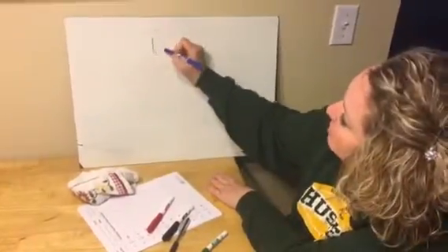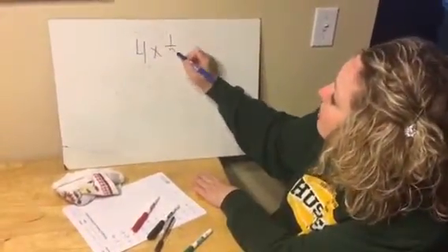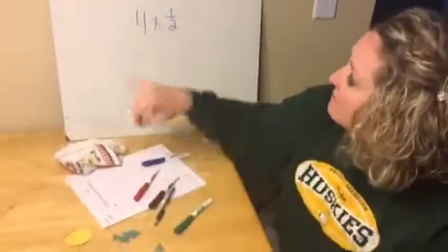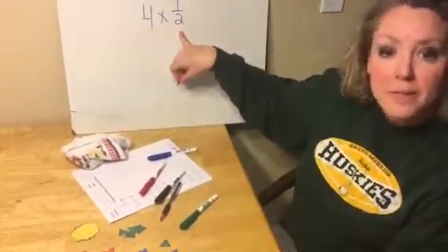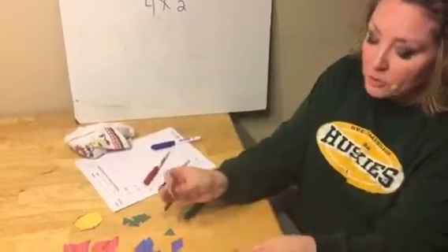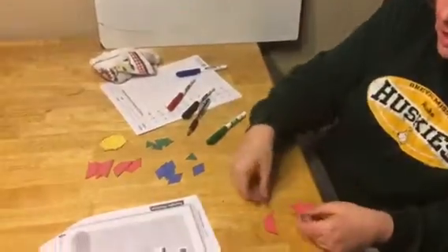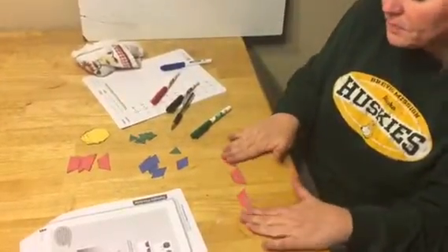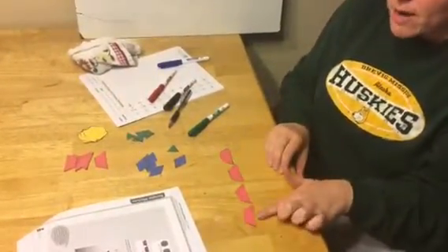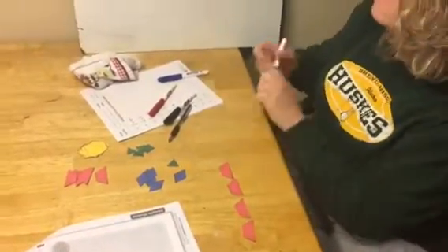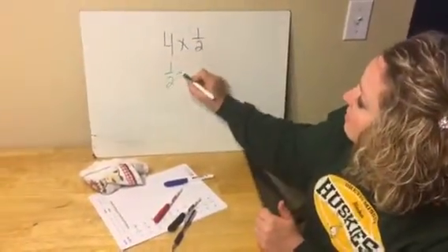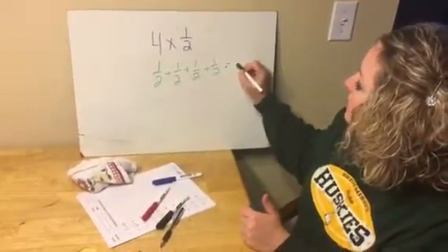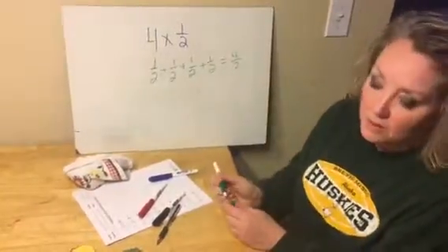Okay, so if I say I'm going to multiply 4 times 1/2, what I'm really saying is I have to have 4 1/2 pieces. So I know that the trapezoids are halves, so I am going to put out 4 1/2 pieces. And I know I have 1/2 plus 1/2 plus 1/2 plus 1/2. Let's put that up here. And that's going to equal 4 halves.